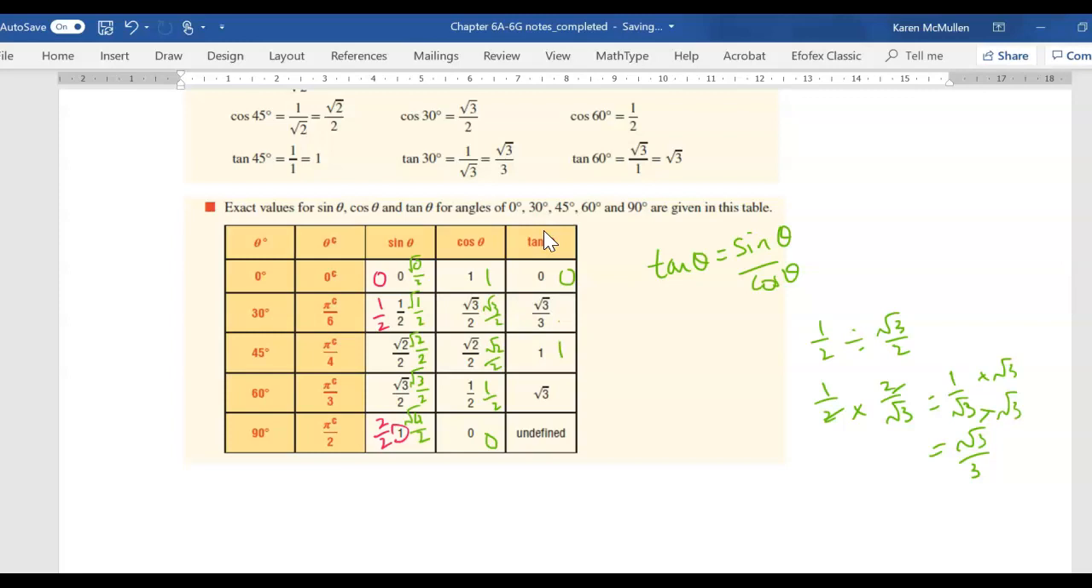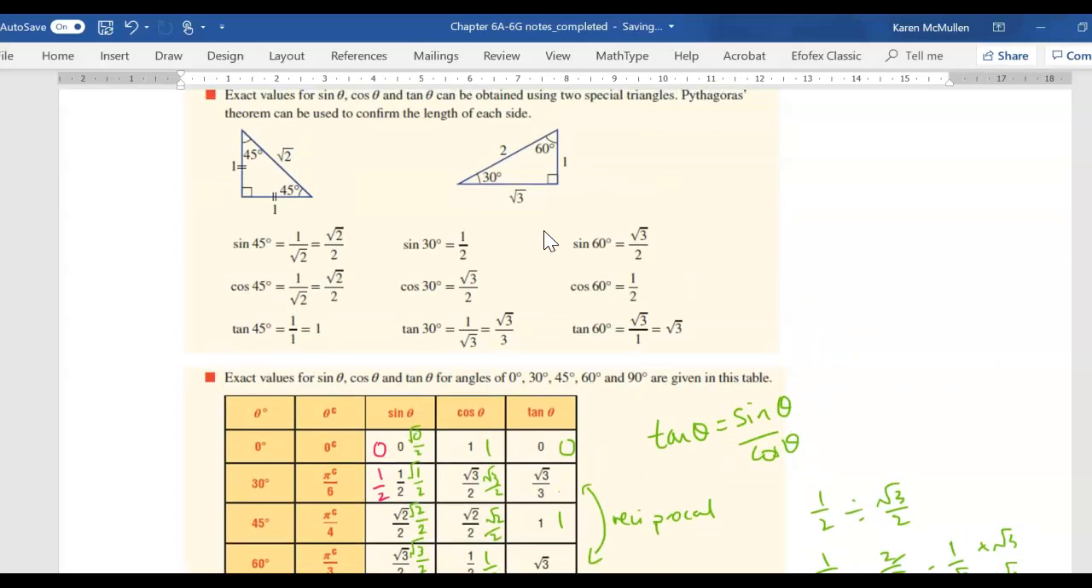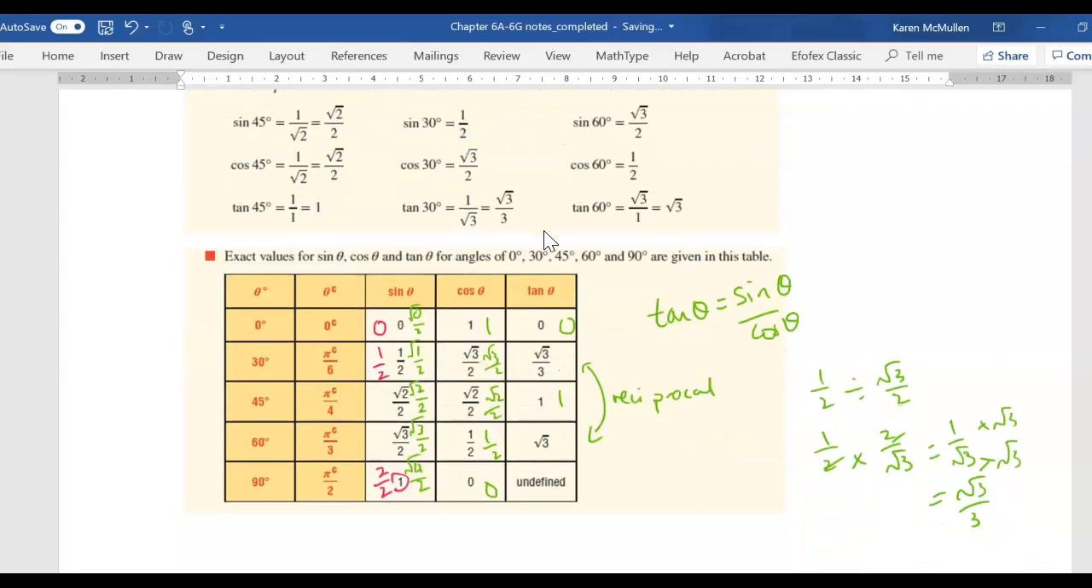Then for the next one, root 3 on 2 divided by half is just the reciprocal. Okay, so they're the reciprocal. And then the last one, you're going to be dividing by 0. That's why it's undefined. Okay, so you either remember these two triangles, or this table.